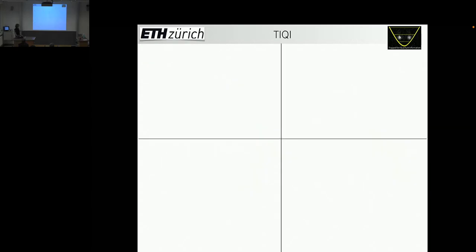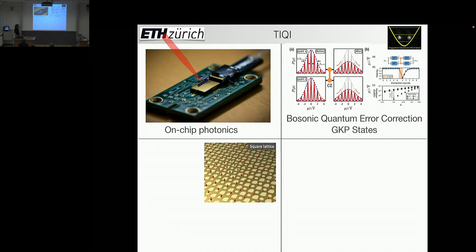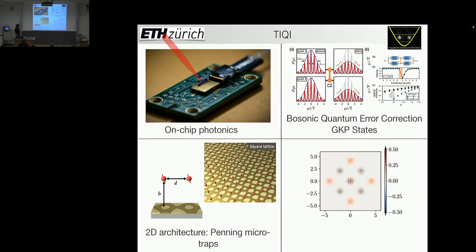So Tiki stands for trapped ion quantum information. It's our group. We do on-chip photonics and this bosonic quantum error correction, which I've told you about. We also invented new types of traps, for example, to trap in 2D. So far, we always had to use those strings. But there are microfabricated Penning traps, and then you can do 2D arrays where the ions sit in a 2D structure, which looks a bit more like what Ilya has shown you.